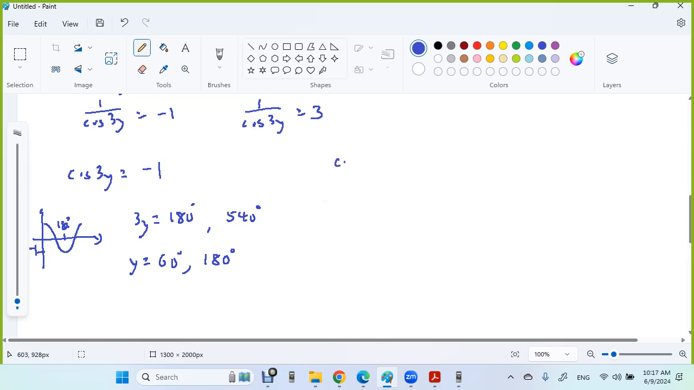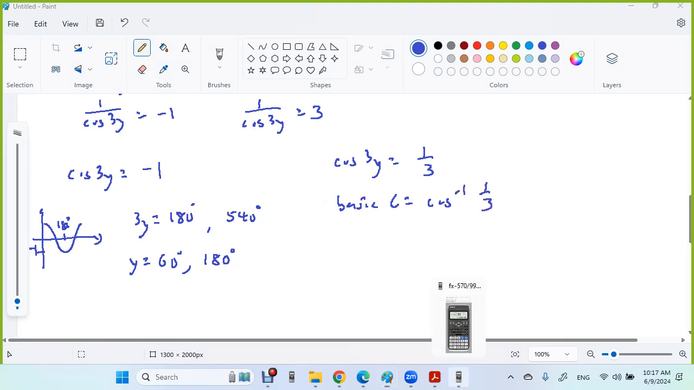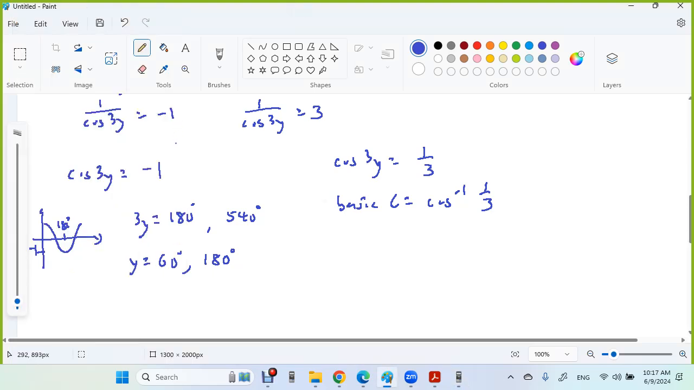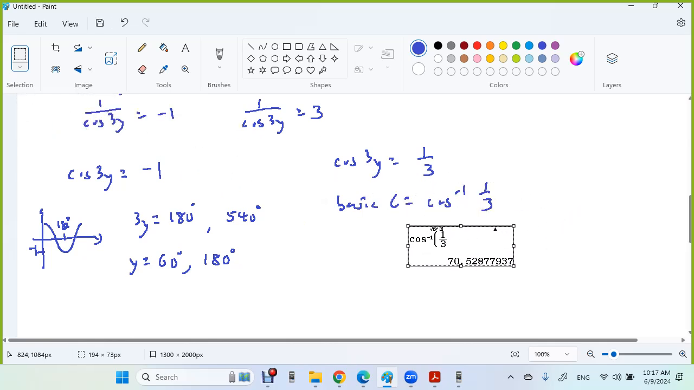And we have cos 3y is 1 over 3. Then the basic angle will be the arc cos of 1 over 3. So we have the arc cos of 1 over 3. Okay, but this one is in degrees. So 1 over 3, angle unit degree. So this is 70.5.